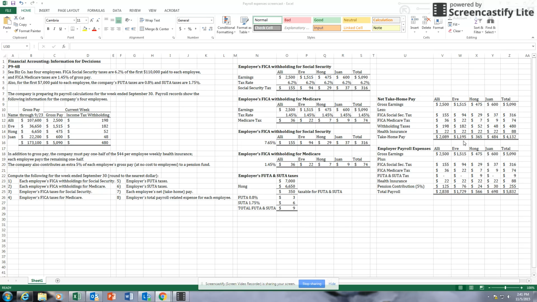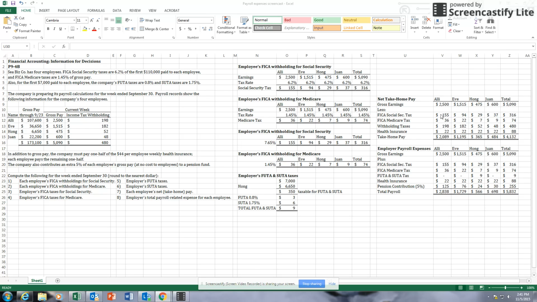So for us to calculate this, first we have to look at the gross earnings. And I put here the gross earnings of Allie, Eve, Hong, and Juan, and the total that we got over here under gross pay. And then we have to subtract out all of those things that our employer will withhold for us and will later pay for us. They don't get to keep this money. They will pay it to the appropriate authority. So in this case, we have our FICA Social Security taxes, our FICA Medicare taxes, our withholding taxes, that would be for federal and state income taxes, and any health insurance. All of that is being withheld for us.